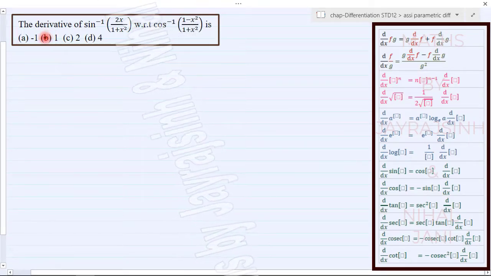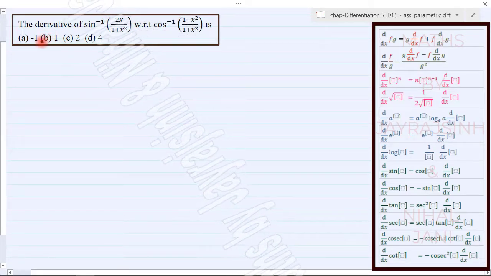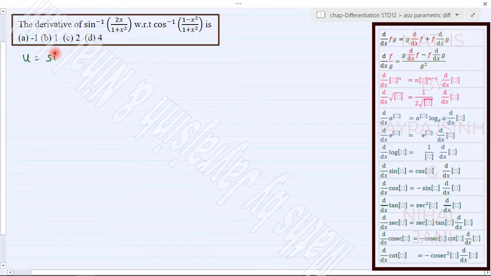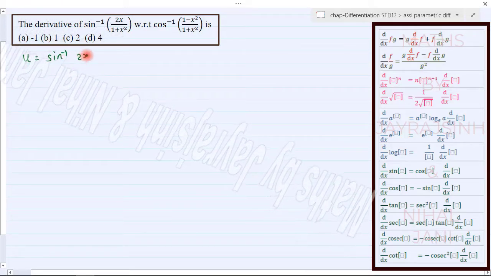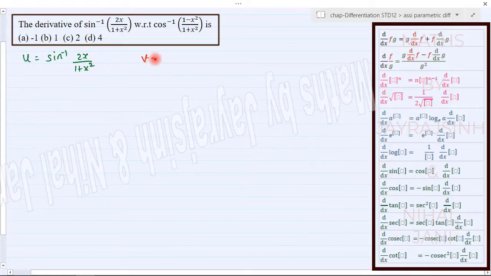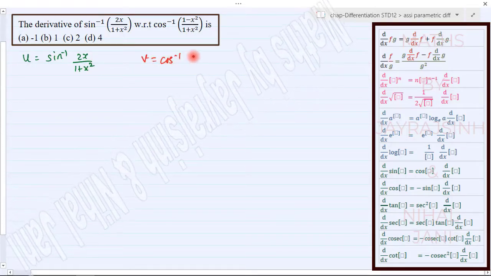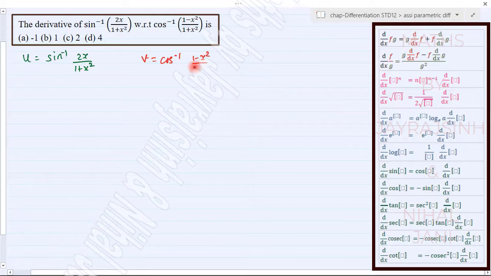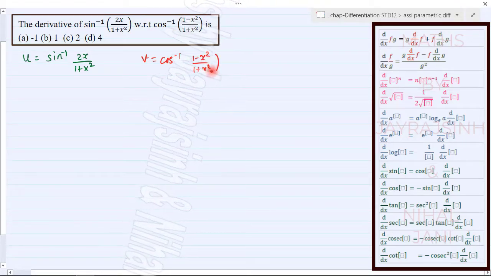In this question, you have to find the derivative of sine inverse of 2x upon 1 plus x square. Let's say it is u, with respect to cos inverse of 1 minus x square upon 1 plus x square. Let's say it is v.